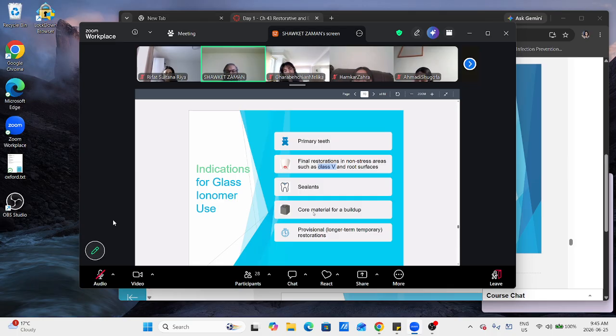It can be used for the core buildup, like when there is substantial loss of the tooth structure. Say, for example, a tooth has pretty much destroyed all the surfaces of the tooth. Then we need to build the crown. That is called the core material to build up. So building up the tooth structure is possible with the help of the glass ionomer materials.